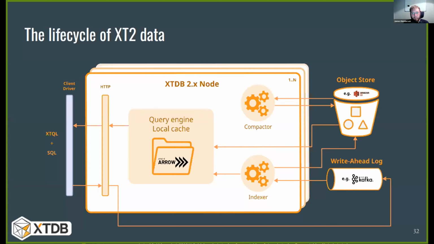Finally, we've got the query engine. So this pulls from both the object store and the live index in order to serve queries. And this now stores as much as it can in memory and local disk caches.